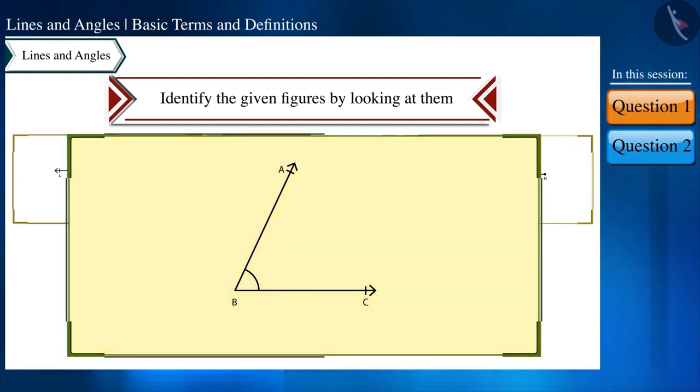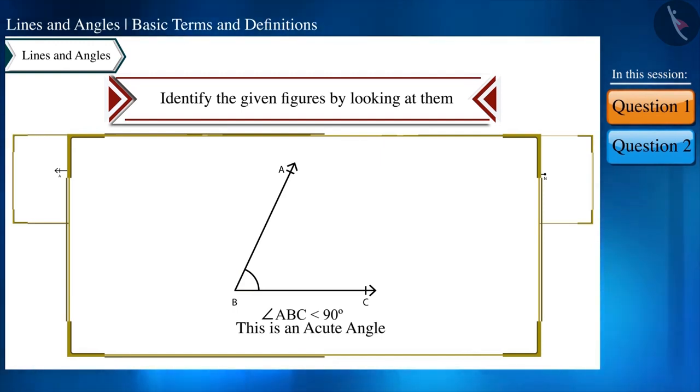In this figure, an angle is given, angle ABC, and by looking at it, we can easily say that its measure is less than 90 degrees. Therefore, angle ABC is an acute angle.